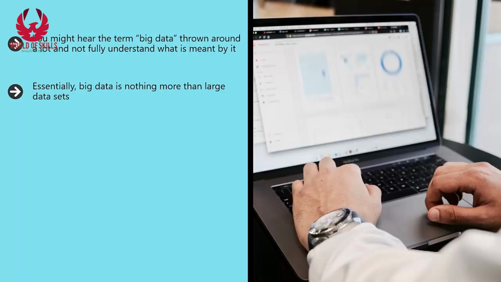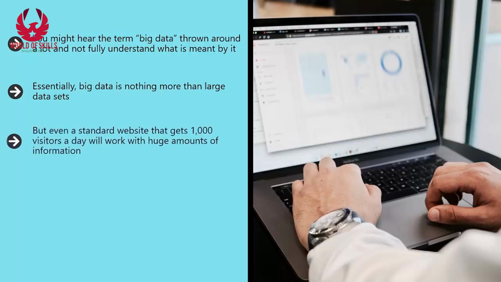These huge data sets are progressively normal on the web, seeing as all that digital activity is not difficult to measure and archive. If you think about a company like Google, it has gigantic data sets that it works from, describing the search history of billions of users. But even a standard website that gets 1,000 visitors a day will work with tremendous amounts of data.